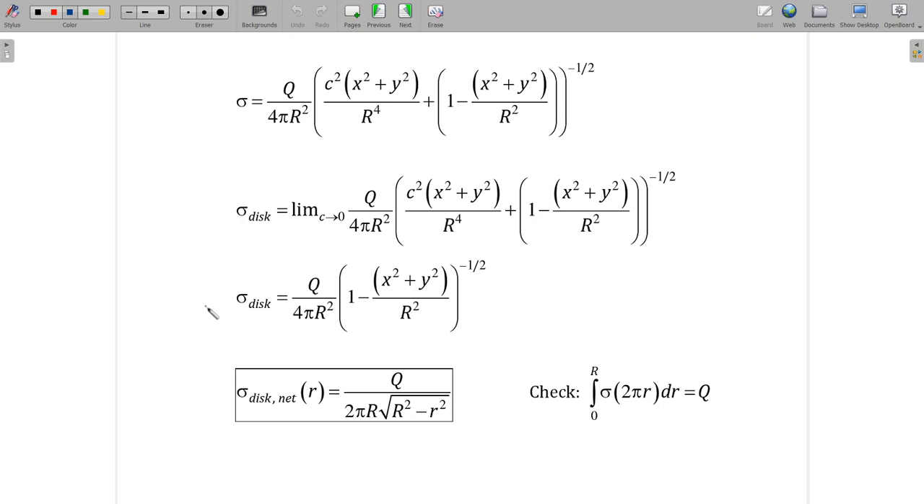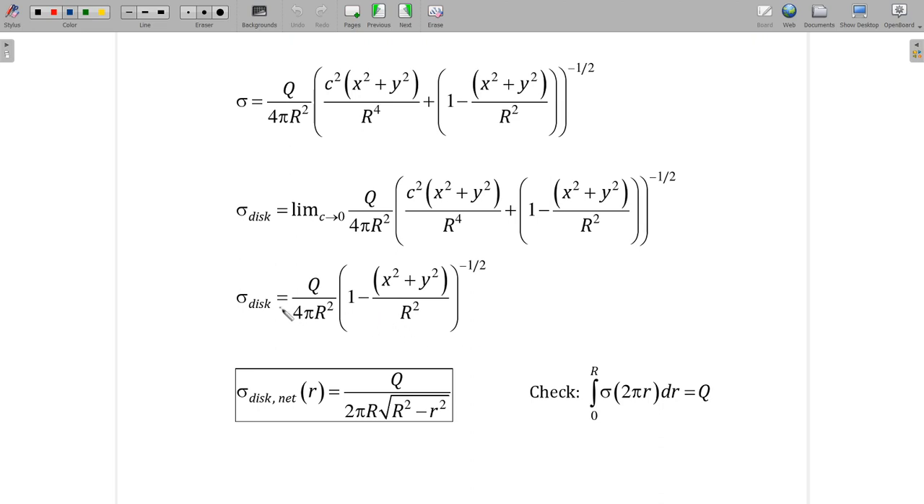C goes to 0. X square plus Y square, we are in the XY plane, we are on a disk, and X square plus Y square in the XY plane is just the distance squared from the origin, because we are now moving only in the XY plane. We are on the disk now. So X square plus Y square is the distance squared from the origin, and therefore this is the final result. The small r is the distance from the origin. So this is the surface charge density on a circular conducting disk in the XY plane.